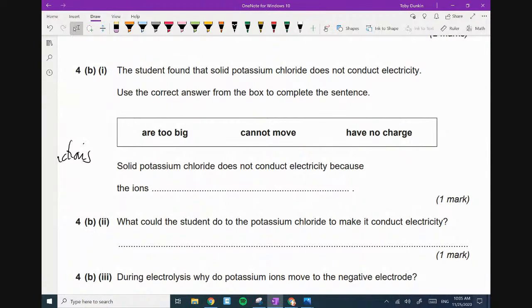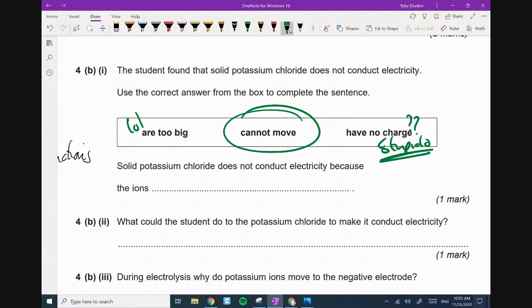Explain why, use the words. The solid potassium chloride does not conduct electricity because the ions, this is pretty easy, cannot move. Yeah, are too big. Lol. Oh, lol. Have no charge. Ugh, what? Stupido. Yeah, that answer there is stupido. That's, yeah, cannot move.